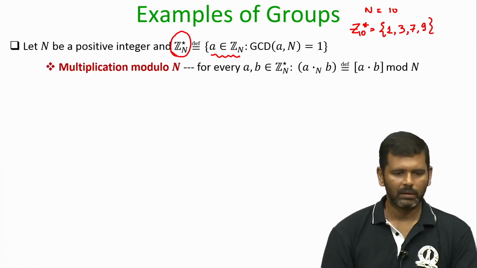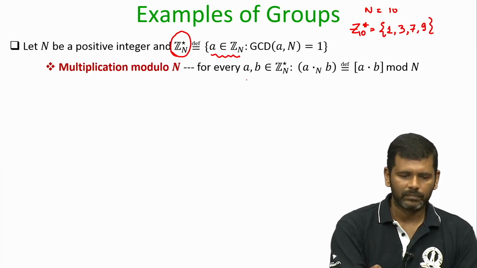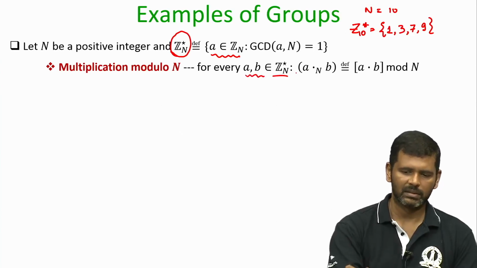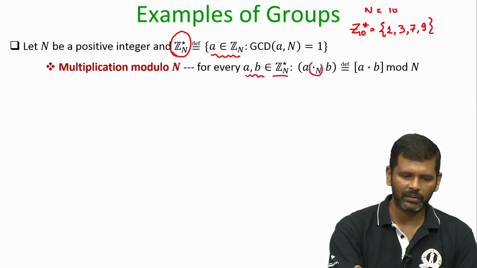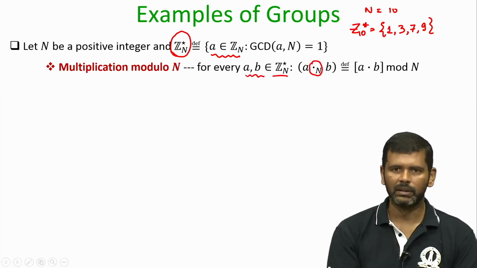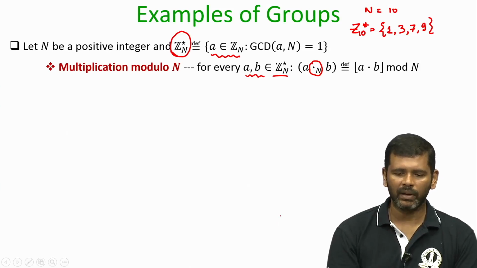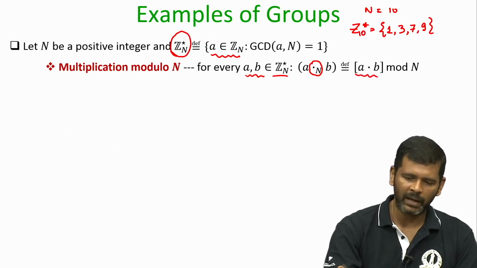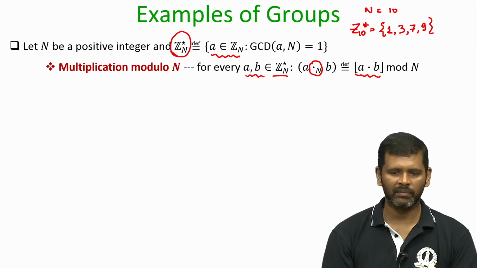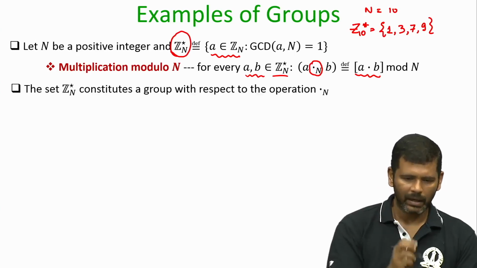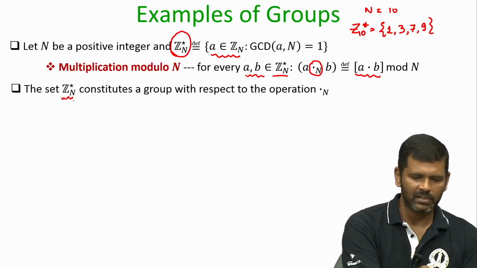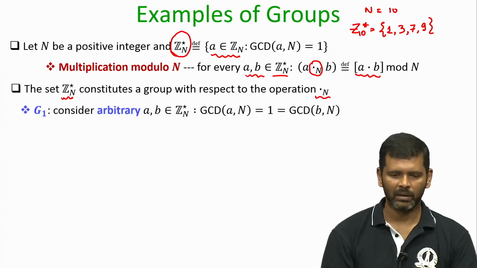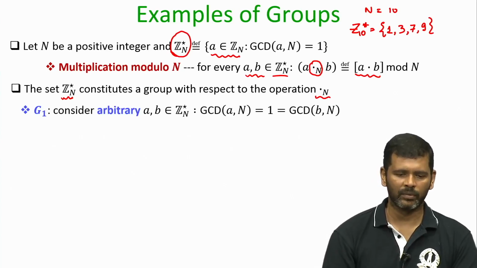Okay. And now I define a new operation, a variation of multiplication over the elements of Z n star, which I call multiplication modulo n, denoted by this notation. So, the result of a multiplication modulo n with b will be the following. I multiply a with b and then take a modulo n, that will be the overall answer. And my claim is that this set Z n star with respect to this operation of multiplication modulo n constitutes a group. So, let us see whether the closure property is satisfied or not.